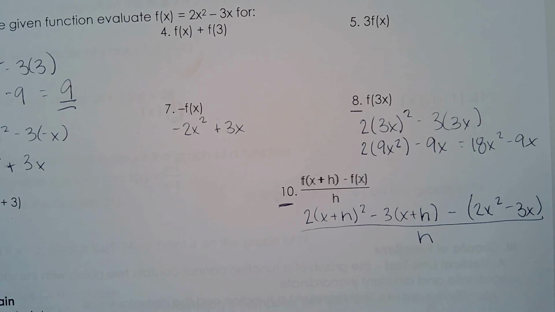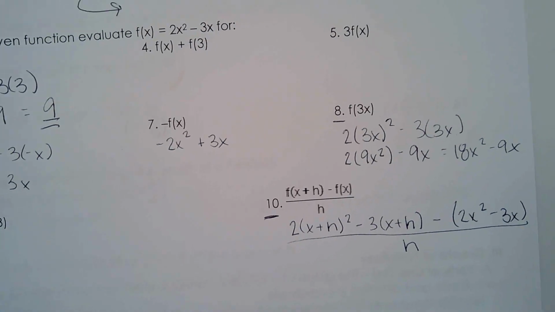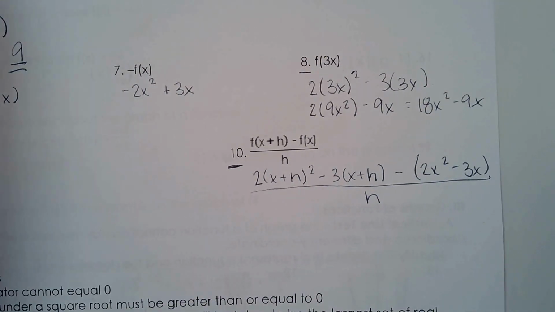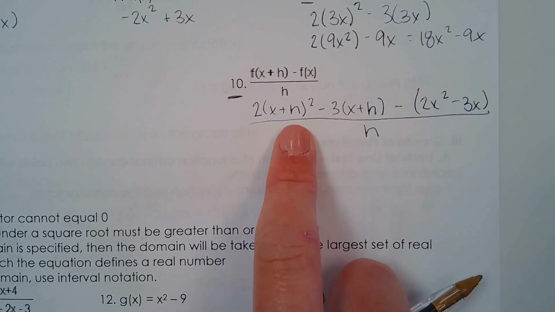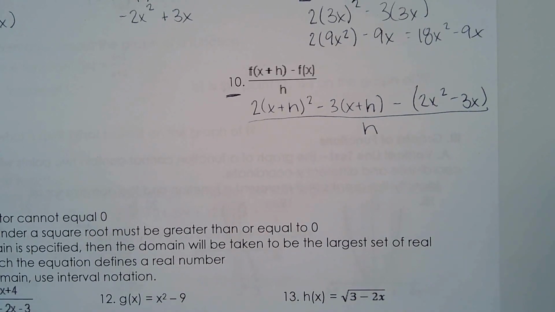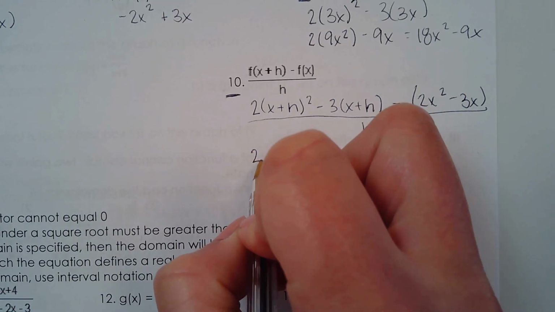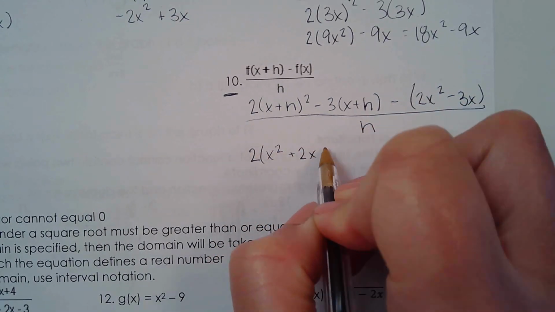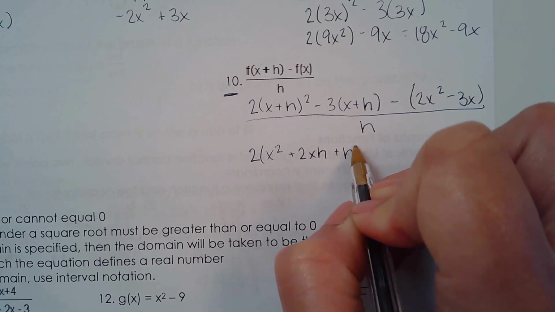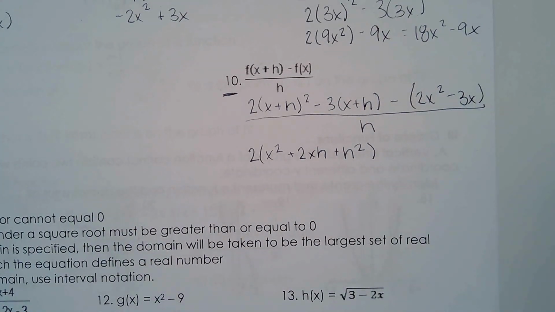Any questions so far? All right. So when you do the box or FOIL, what do you get right here? x plus h squared is x squared plus 2xh plus h squared. That okay?